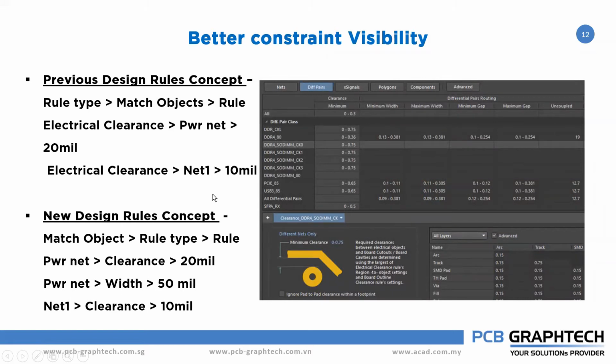In the design rules in the previous version, first you have to set the rule type. It's very important. Based on the rule type, then you have to set the design object you're going to set the rule for. For example, if you are choosing a width rule, then you have to select the nets for applying the width rule. This is in the previous version.